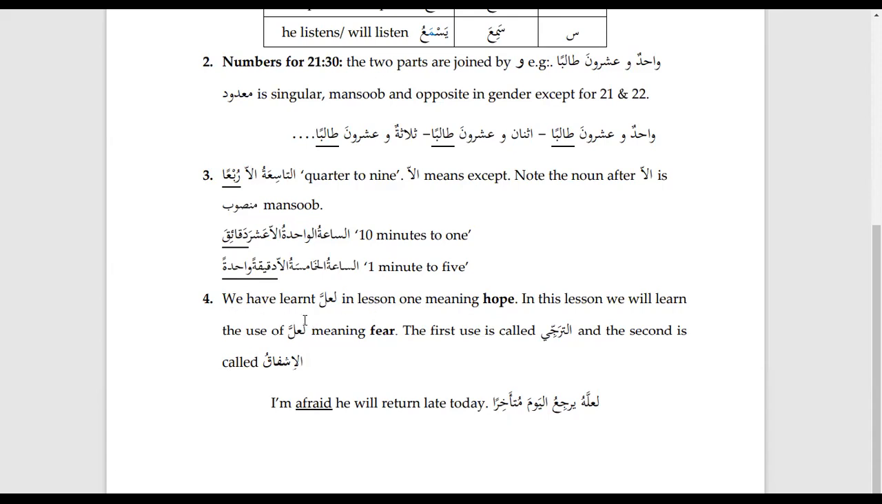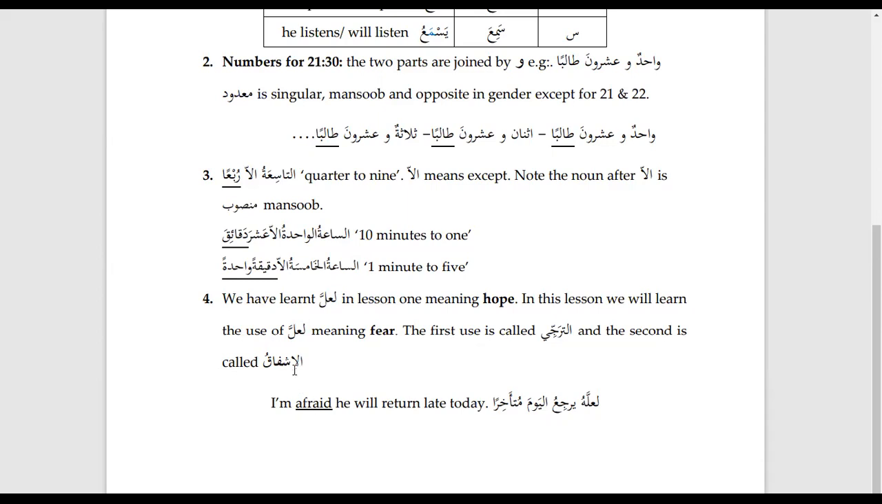Okay, we have learned la'alla in lesson number 1, meaning hope. Do you remember the example? For example, la'allaka bi khairin. We learned that la'allaka bi khairin means I hope you are fine. And inshallah, in this lesson, we will learn the use of la'alla meaning fear. When we say hope, it is called at-taraji in Arabic, and when we say fear, it is called al-ishfaq. So la'allahu yarji'u al-yawma muta'akhiran: I'm afraid he will return late today. So here it is used in the context of fear.